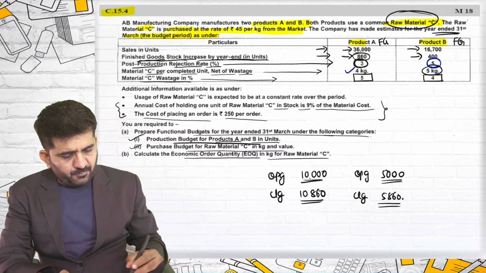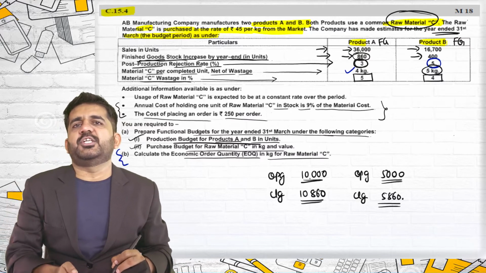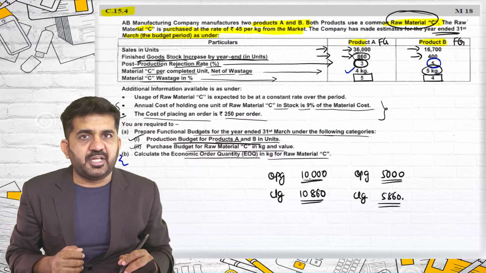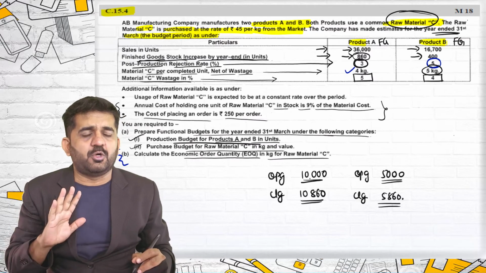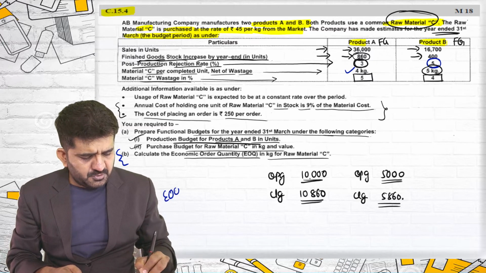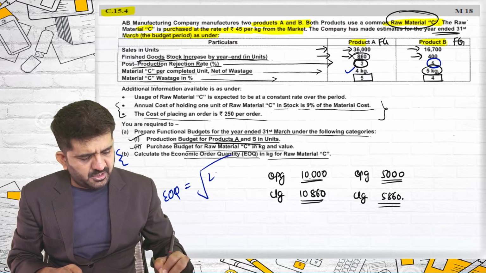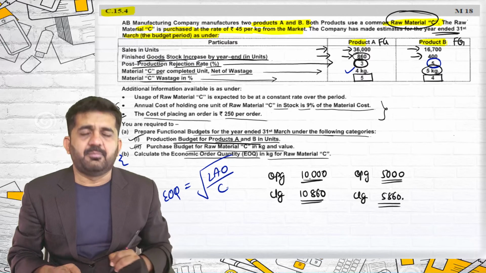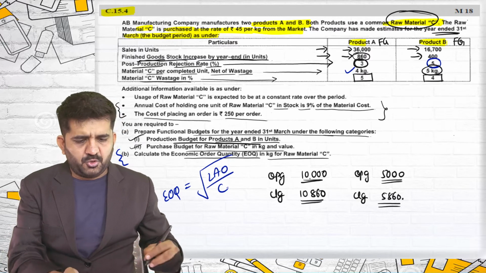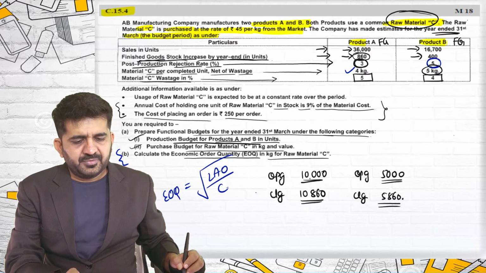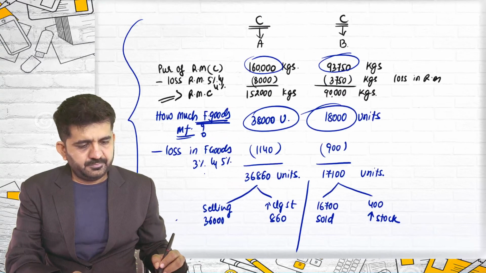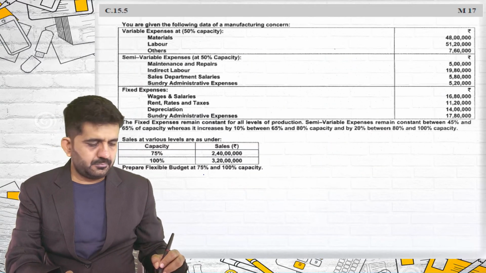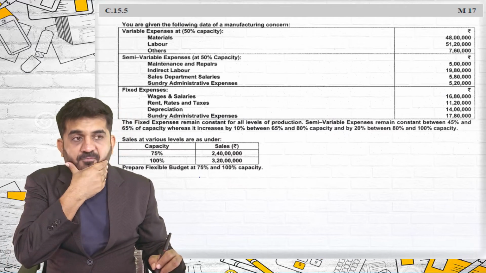This is 15.4. We are not doing this calculation of economic ordering quantity. After the raw materials chapter, you can easily solve economic ordering quantity. Just for your reference, EOQ is under root 2AO divided by C. By this formula, you will be finding out EOQ. This was 15.4. We are going to 15.5.